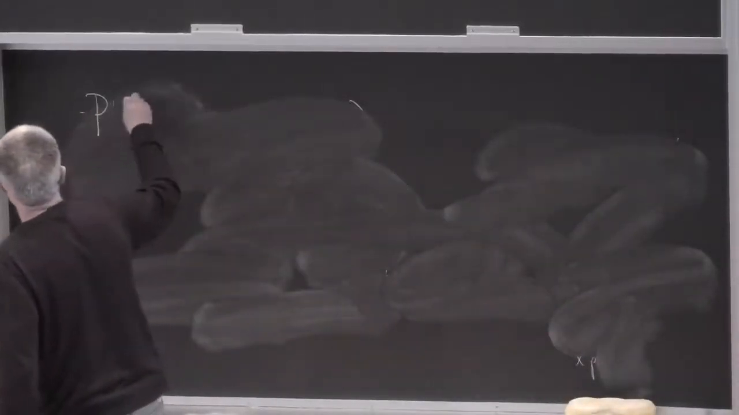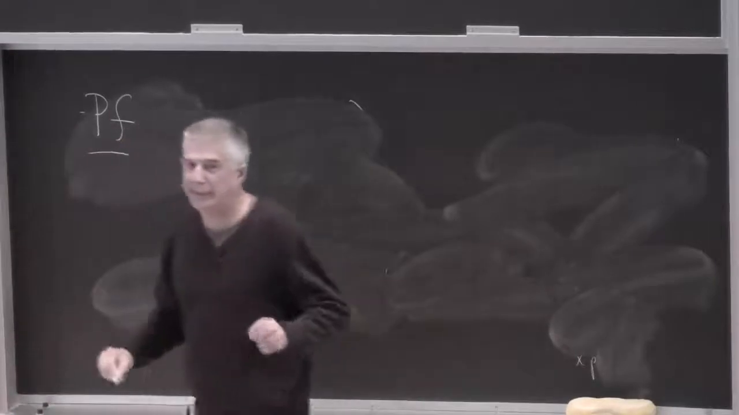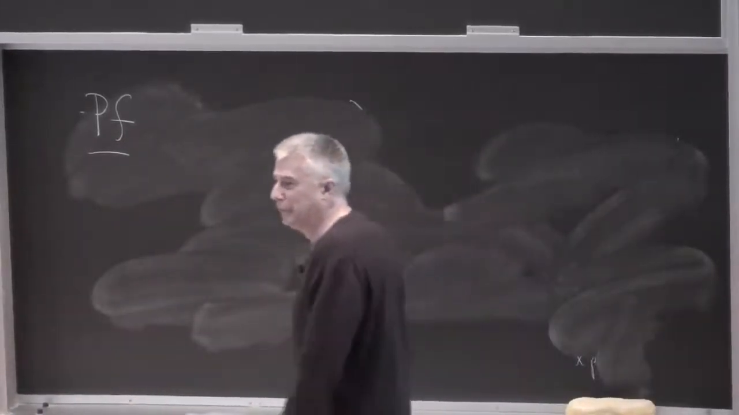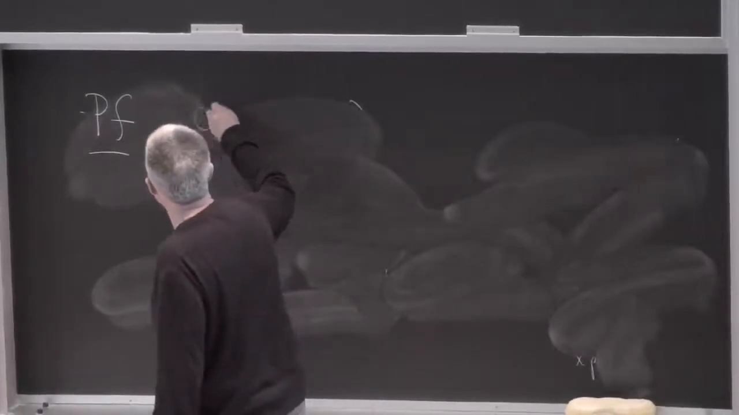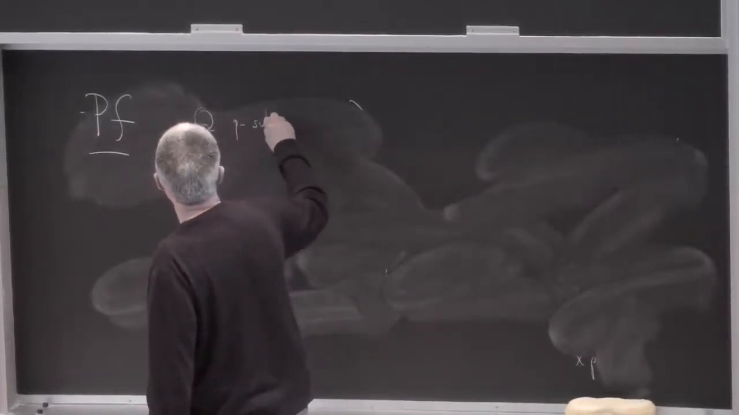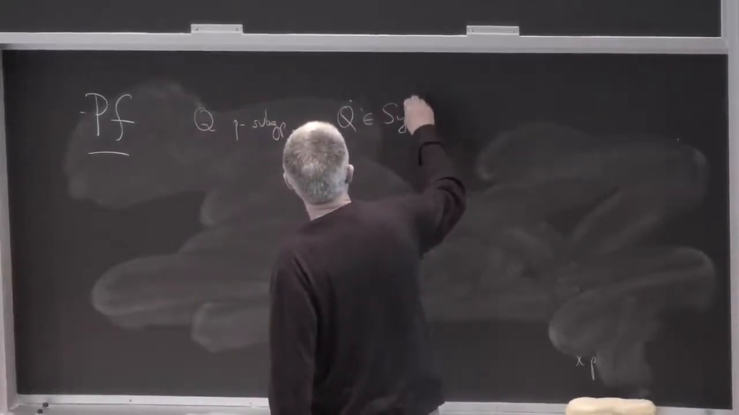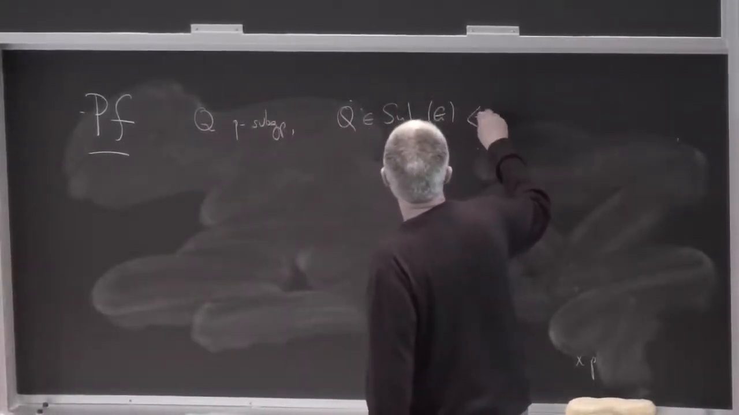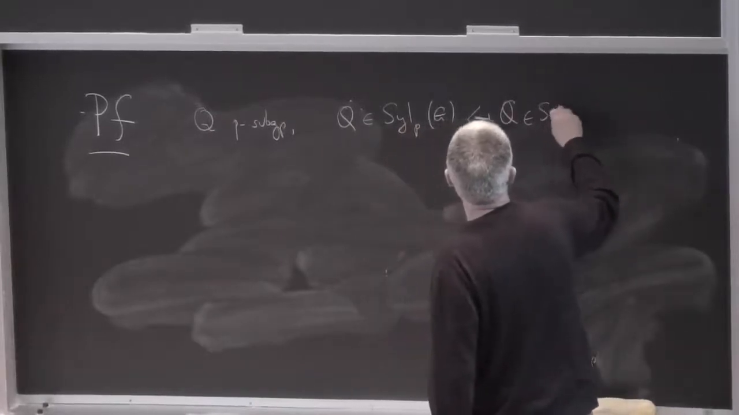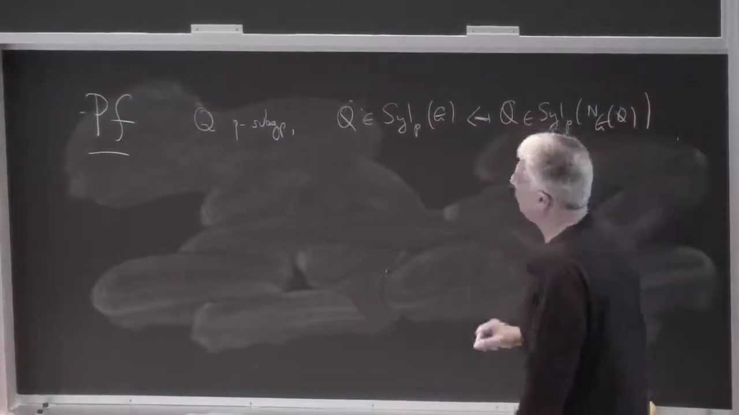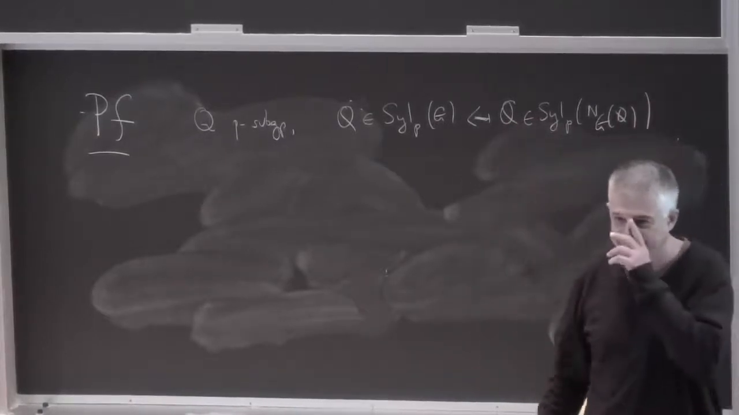I'm going to sketch the proof. And the only thing that I need is one of these little things that you give to your students in a group theory class: if Q is a P subgroup, then Q is a Sylow of G if and only if Q is a Sylow of the normalizer in G of Q. With this, we can prove this.